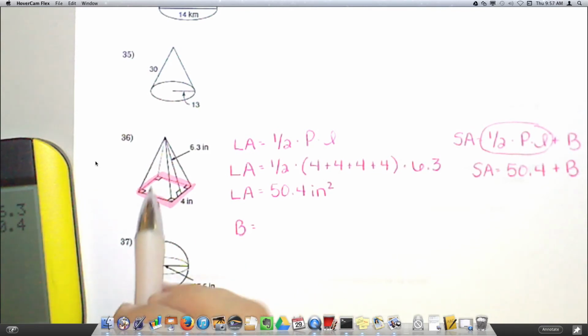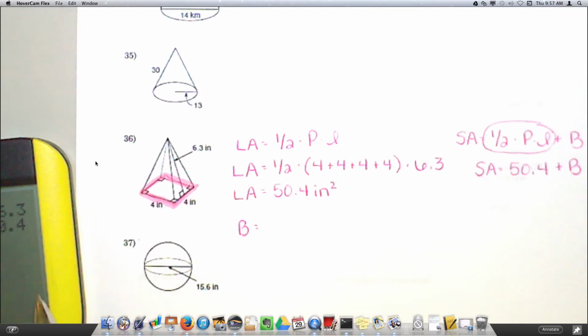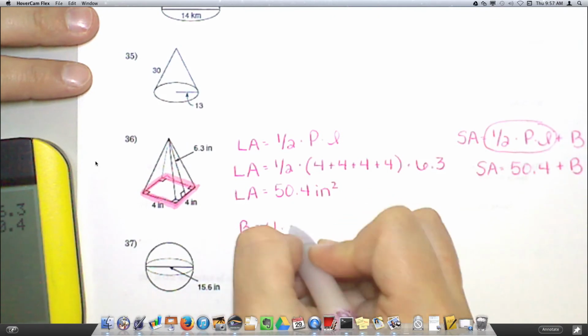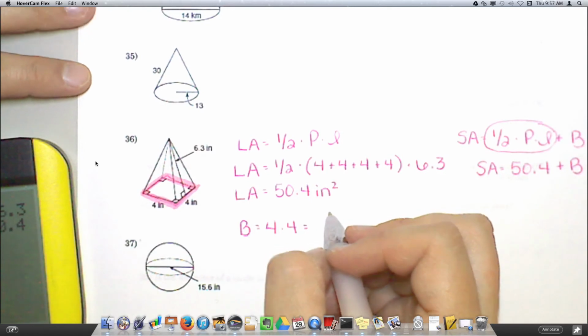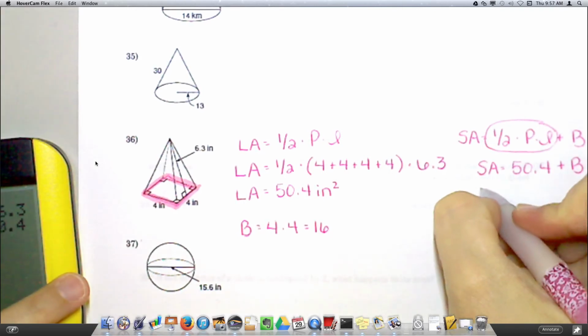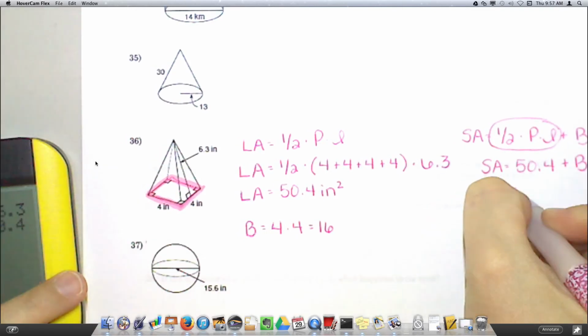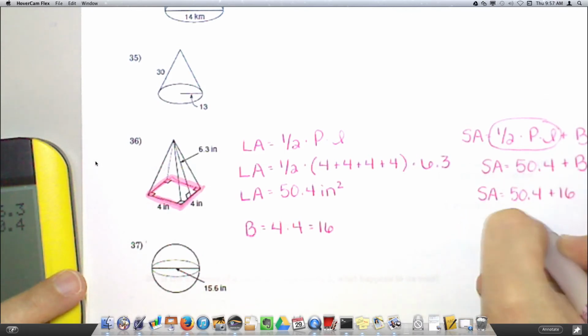Okay, so that would be what and what for this square? Look at the square. Which two side lengths do you see on the square? 4 and 4, yep. So area of my base is 4 times 4. Why not do 4 squared? That is 4 squared, yep. 4 times 4 is 4 squared. Okay, great. Am I adding one B or two B's? One. This is a pyramid. It only has one base. So for my surface area, I would say 50.4 plus 16. And I believe I get 66.4.